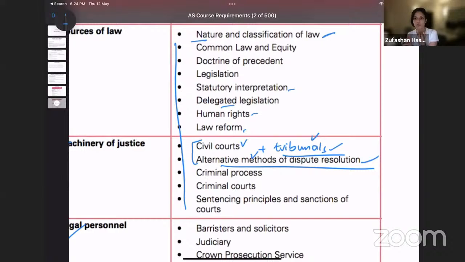Don't skip tribunals if you're doing civil courts and ADR, and if you're doing the other 2, don't skip that one, basically. Same thing happens in the criminal process and criminal courts, right? The right opposite of civil court. They're 2 separate things. One is public, one is private.